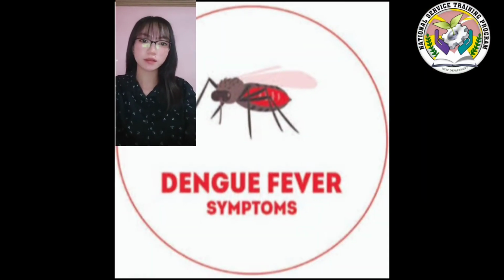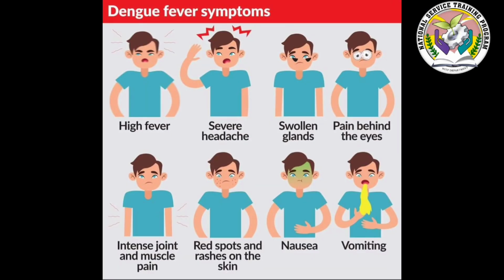So let's talk about the symptoms. These are the symptoms for mild dengue: high fever, severe headache, swollen glands, pain behind the eyes, intense joint and muscle pain, red spots and rashes on the skin, nausea, and vomiting.